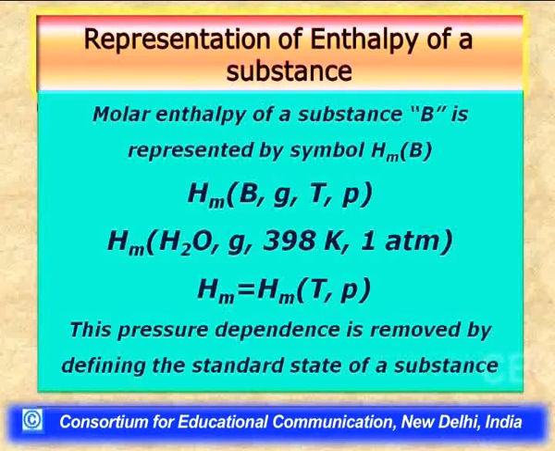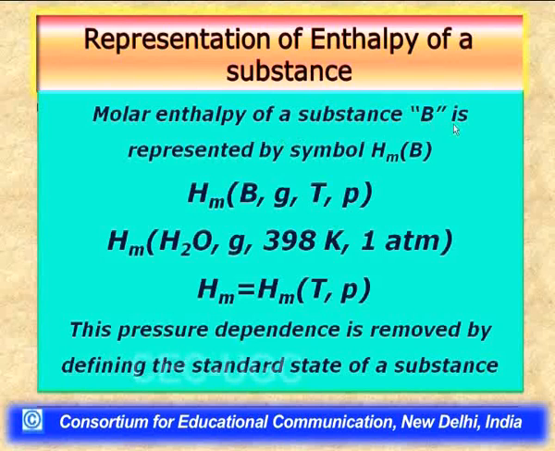So if we need to understand or quantify the enthalpy of a reaction, then we need to give symbolic representations to the molar enthalpies of substances. Let us have a look at how we give symbolic representation to molar enthalpies of a substance. Suppose we want to represent the molar enthalpy of a substance. Let us say the substance is B. Symbol B is given for the name of the substance.